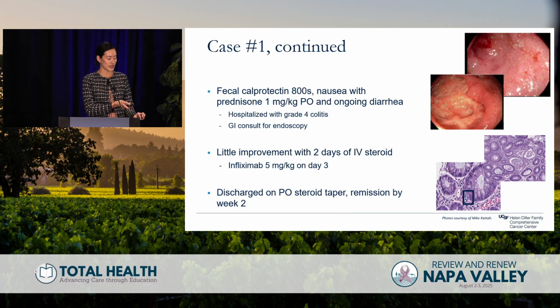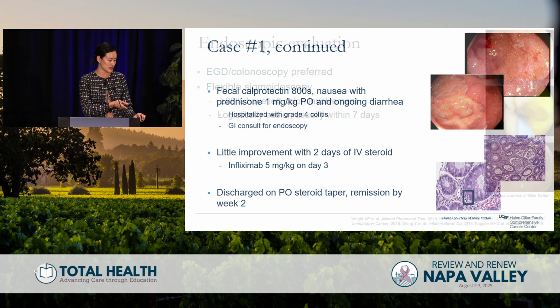Over on the right-hand side, you can see the colonoscopy, or in this case, the flex-sig photos showing erythema, large, deep ulcers in the colon, and on pathology, the presence of crypt abscesses and epithelial apoptosis.